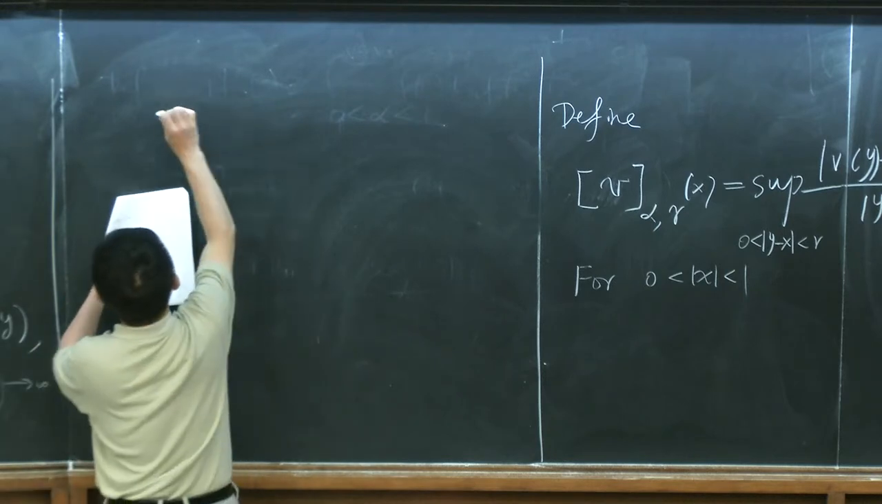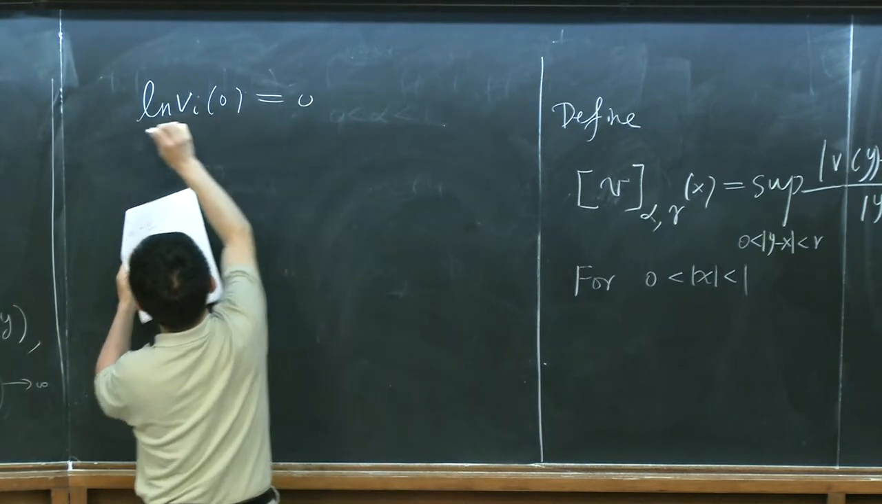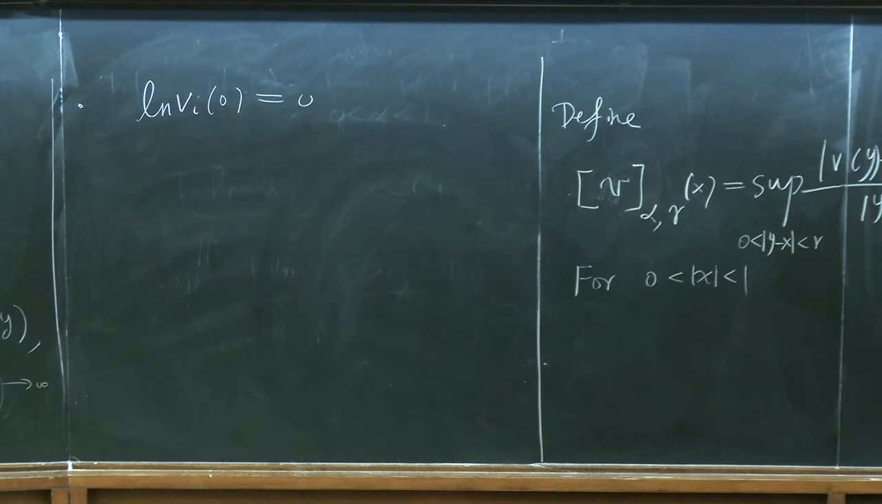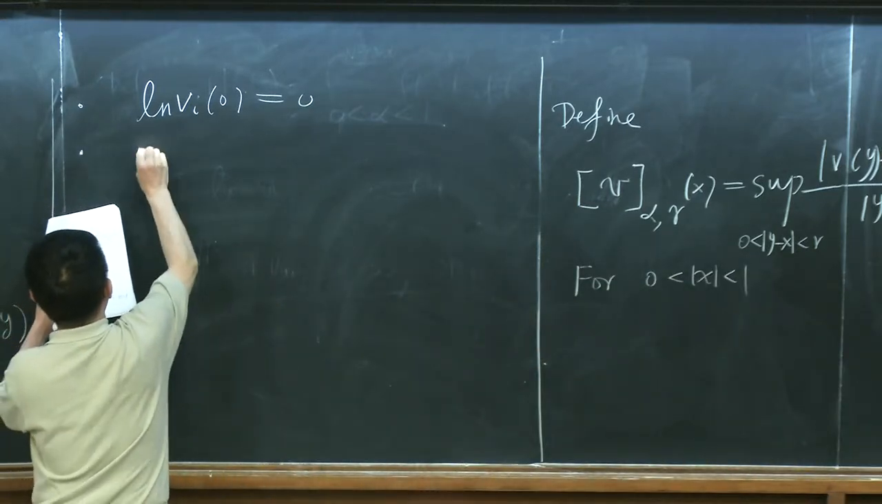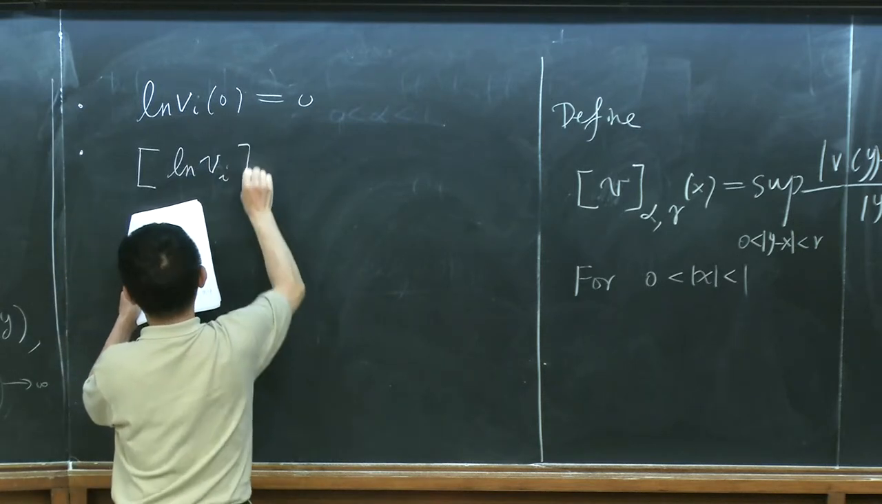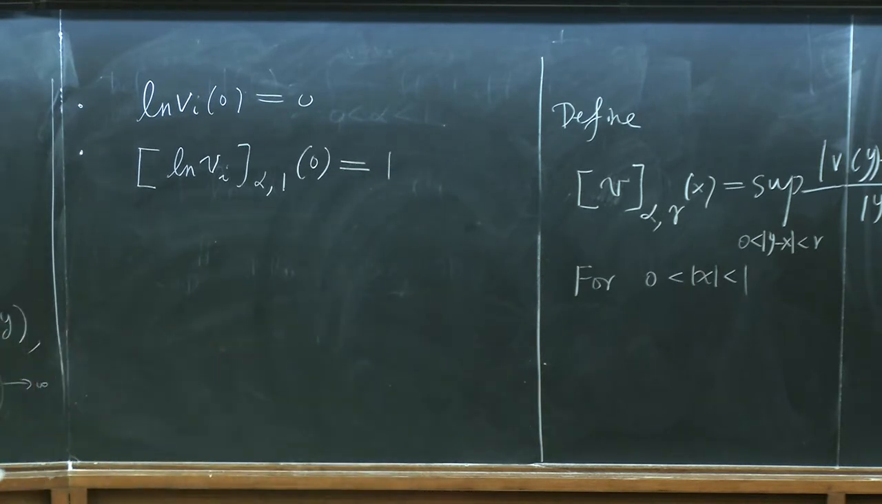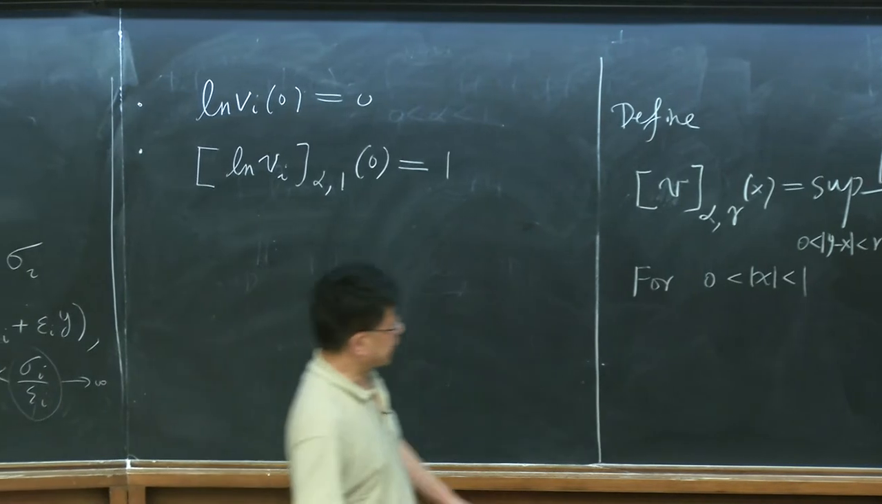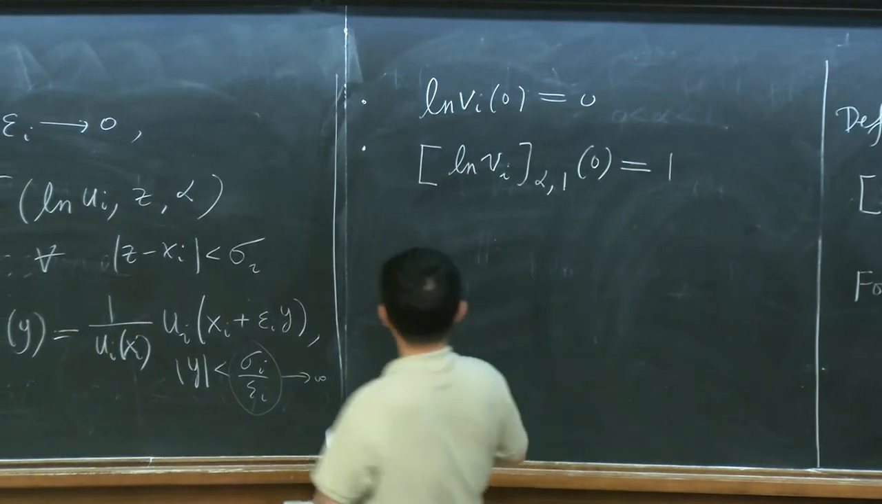And we know that log Vi at 0 is equal to 0, because this is how we make it. So we look at log Vi. At the center, we choose it to be the same value. And then we also know that if we do Vi, alpha 1, 0, it is actually equal to 1. It is scaled, this epsilon I is exactly scaled like this, so this quantity is chosen that way. So it's equal to 1.